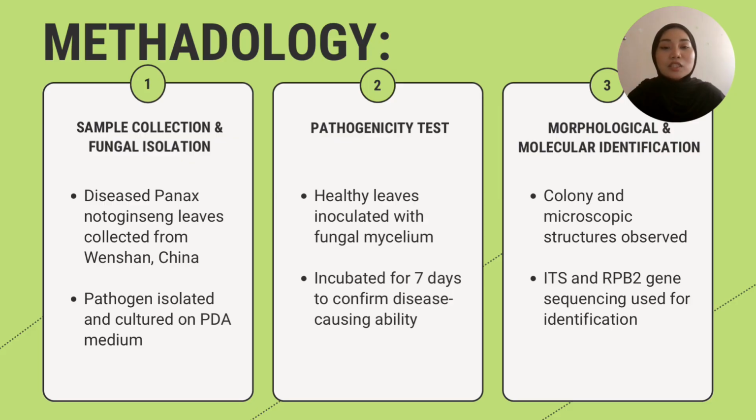Third, the researchers performed morphological and molecular identification. Morphologically, they observed colony appearance and microscopic fungal structures, such as spores and hyphae. For molecular identification, ITS and RPB2 gene sequencing were carried out. These gene regions are commonly used in fungal taxonomy because they provide accurate species level identification.